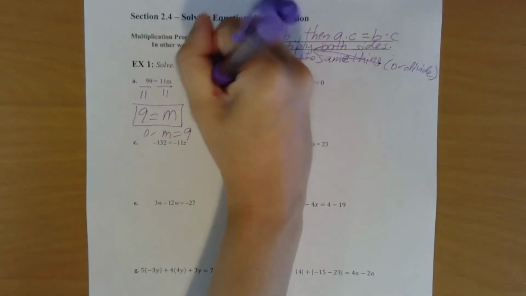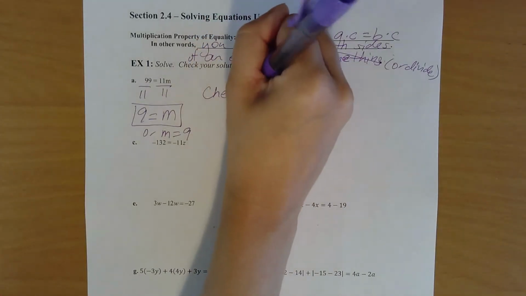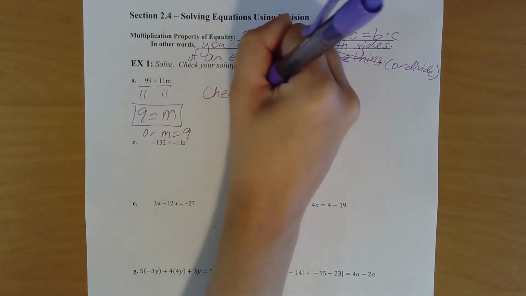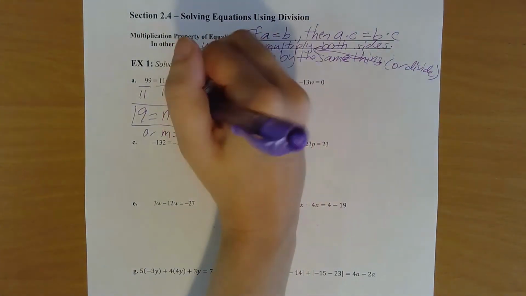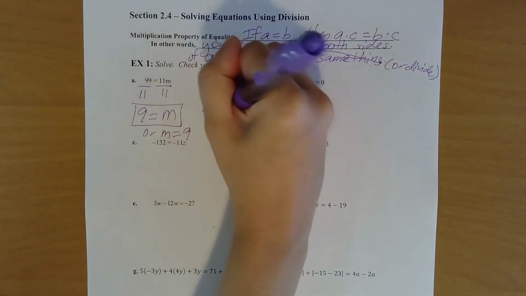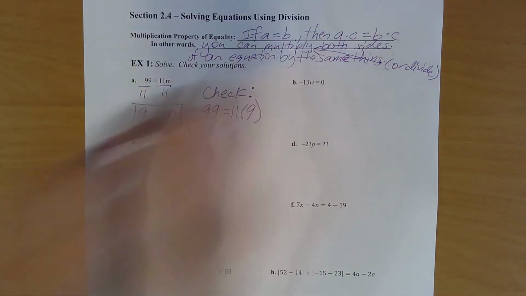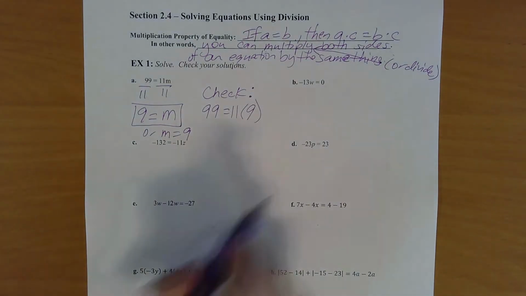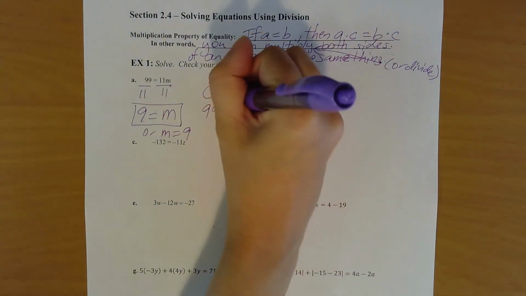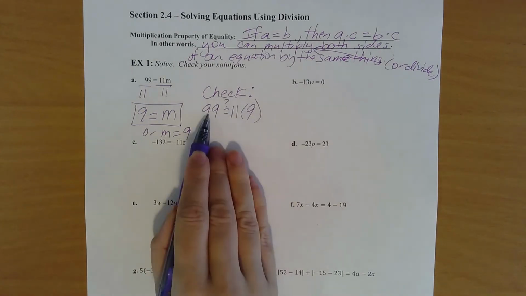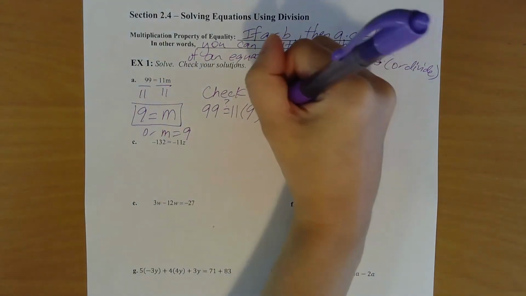To check, you can also substitute this back in just to make sure that we did it okay. So our equation has 99 equals 11 times m, and we think that m is 9. So we can substitute that in. And let's double check that that actually worked. Is 11 times 9 equal to 99? Yes, it is. We did a great job.